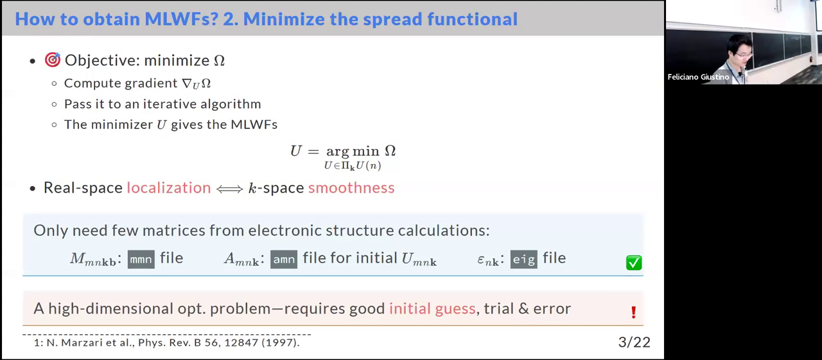Thanks for the question. Usually when people are doing this, it's chemical intuition. For silicon, you know it's s and p, and for some typical systems, you might choose sp3 bonding orbitals. But the issue is that it relies on human input. That's why we try to improve this by using the projectors, the orbitals from the pseudopotential file. In this case, you don't need to provide an initial guess. That is what we're trying to solve.